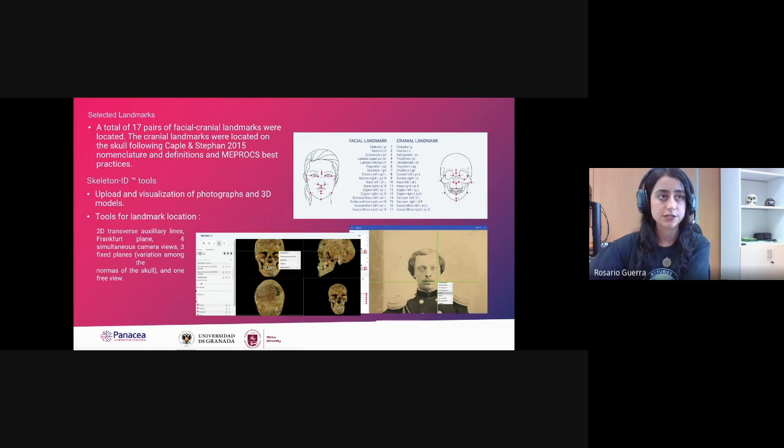It also allows us to position the skull in Frankfurt horizontal plane, and we can then access a view in 4 cameras, which allows us to see the skull in both norma frontalis and norma occipitalis in the first screen, the 2 norma lateralis in the second screen, and to vary between norma verticalis and norma basalis in the third screen, as well as having a free camera view on the last one, where we can also vary the reference points and mark them and adjust them.